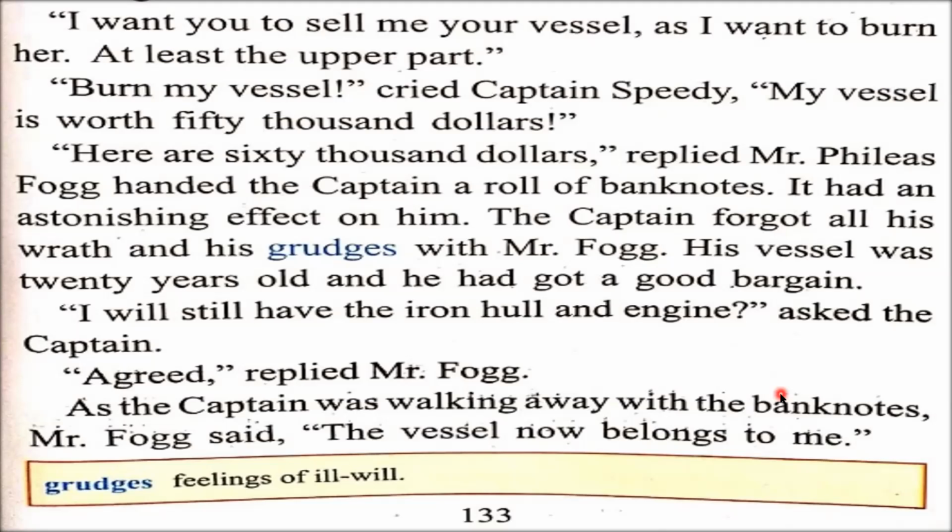Now, dear students, you can see that the captain sold the vessel for $60,000 to Mr. Phileas Fogg, and Phileas Fogg gave him the banknotes and said, the vessel now belongs to me.